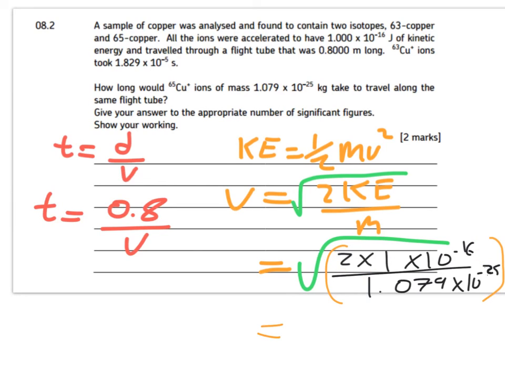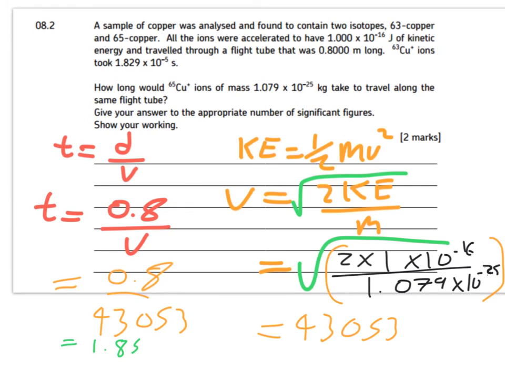So that comes out on my calculator to 43053, and that's our velocity in meters per second. So we'll put that into this equation here, 0.8 over that. That comes out to 1.85817 times 10 to the minus 5.